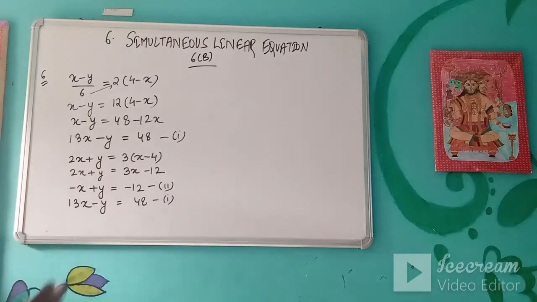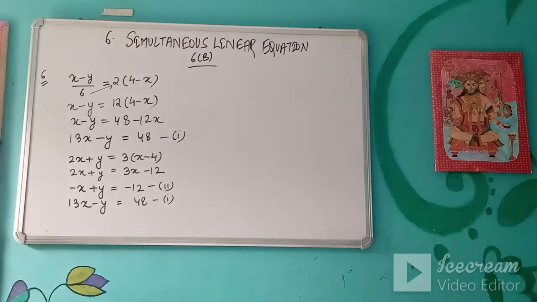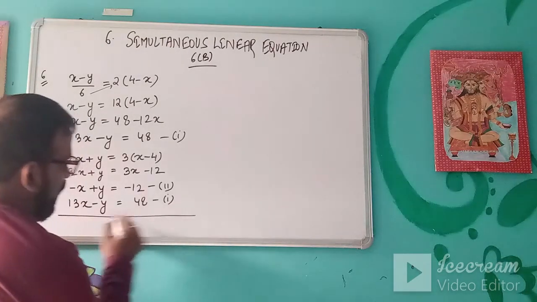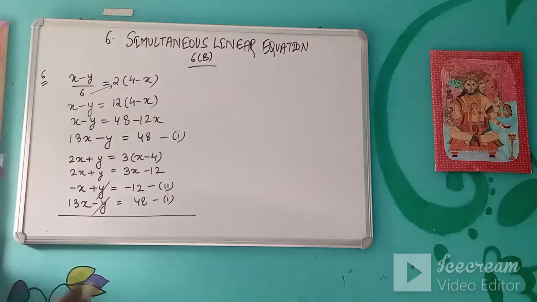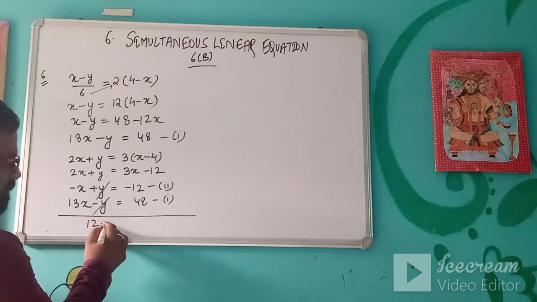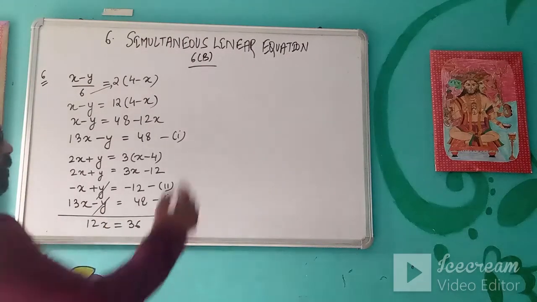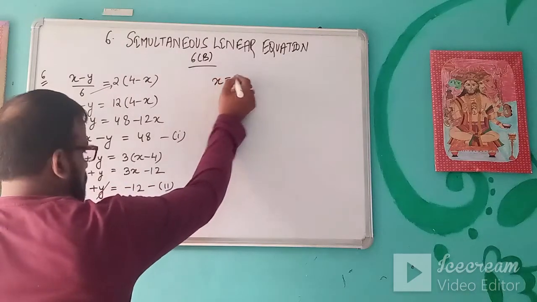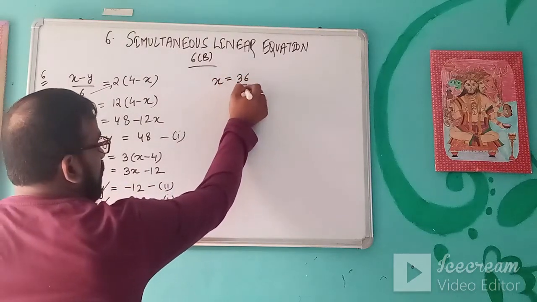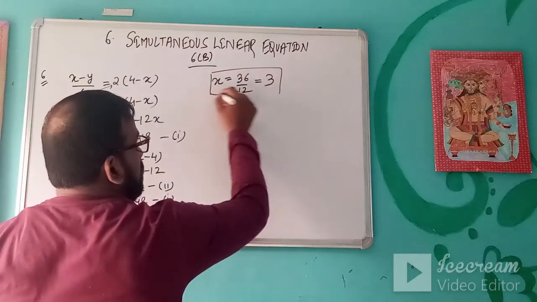Now see, this y and this y have the same coefficient, so no need to multiply by 13 on both sides. We will simply add these two. So when we add, y minus y will be 0, 13 minus 1 will be 12x is equals to 36. So from here I will get x equal to 36 by 12, that is 3.